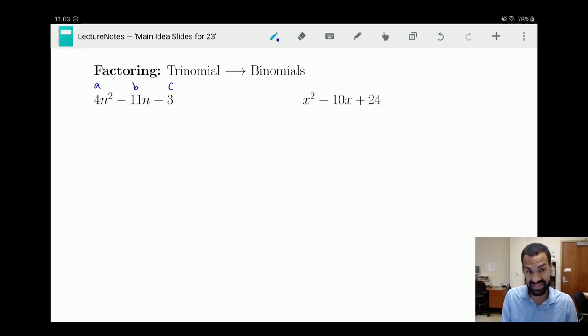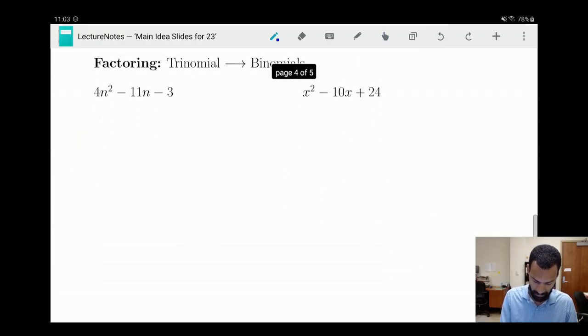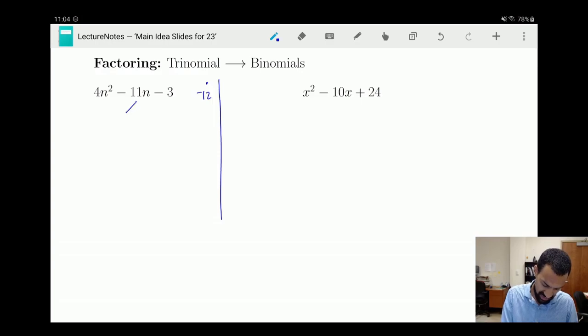It's called the AC method because you start off by multiplying the numbers A and C together. So in this case, 4 times negative 3. So, 4 times negative 3 is negative 12. So I need to rewrite this entire expression here as 4 terms. My goal is to split the middle term into 2 terms. Okay? And so again, it'll make more sense as we go. But start off by multiplying 4 times negative 3 and get negative 12.